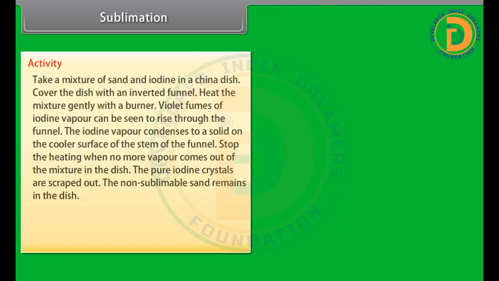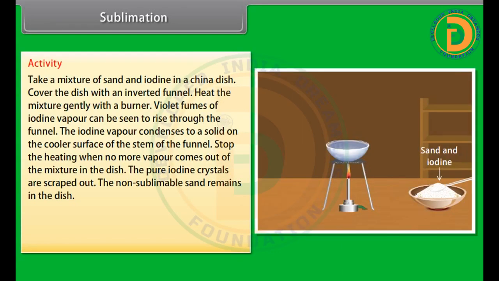Activity. Take a mixture of sand and iodine in a china dish. Cover the dish with an inverted funnel. Heat the mixture gently with a burner. Violet fumes of iodine vapor can be seen to rise through the funnel. The iodine vapor condenses to a solid on the cooler surface of the stem of the funnel. Now stop the heating when no more vapor comes out of the mixture in the dish.